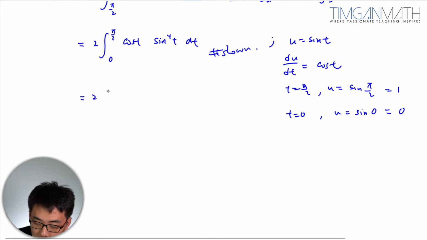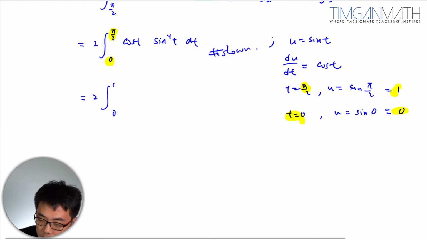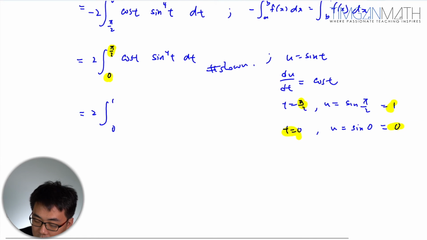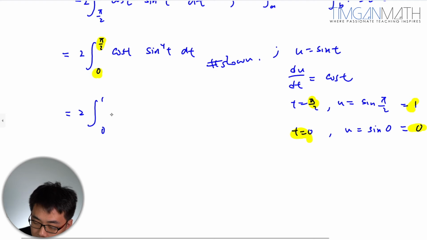Same thing, when we change, we need to change the limits. So when this is 0, it is 0. And when this is pi over 2, this is 1. So this is 1 and 0. Cosine t is actually, okay, we're going to just change this. Cosine t, sine t will be u to the power 4, then dt.